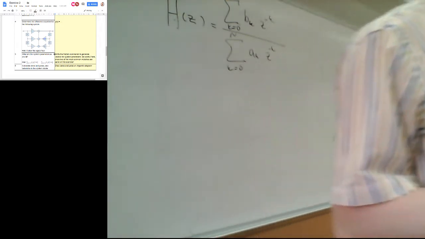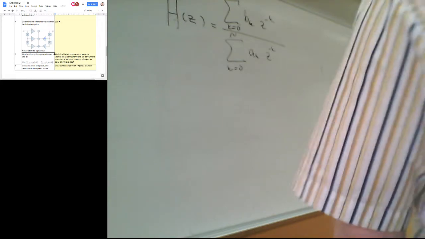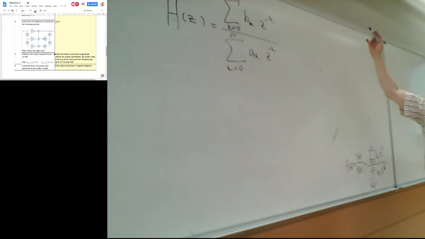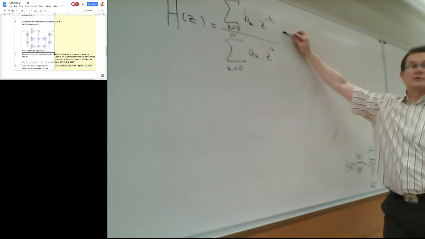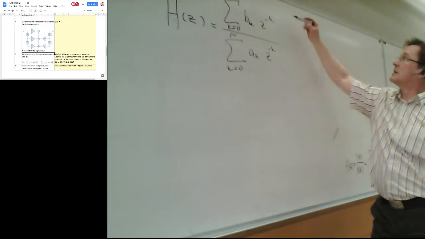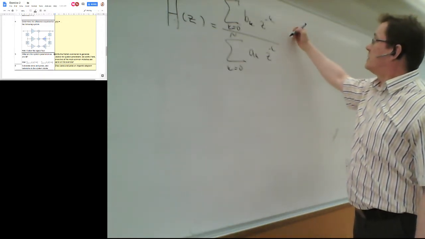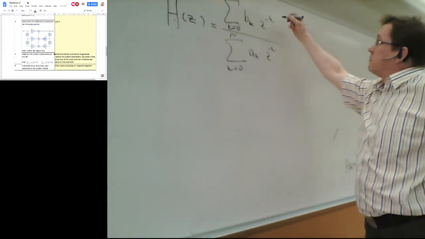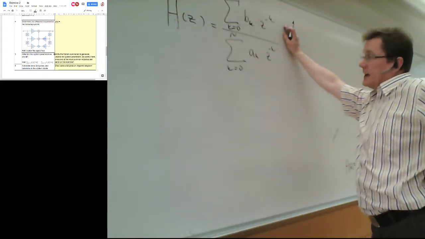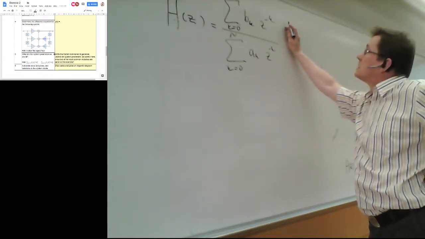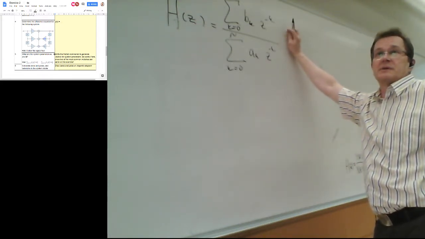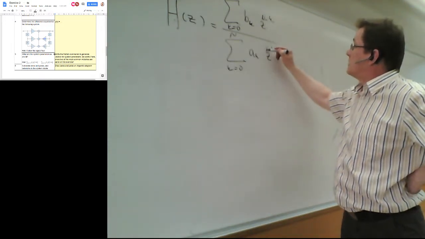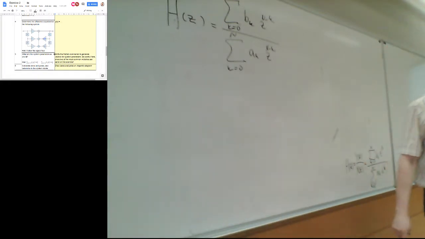Okay, now if you want to know the zeros and poles of the system, meaning the special points for the numerator and denominator polynomial, the first thing you would do is multiply both sides by z to the n, to make them positive exponential polynomials.